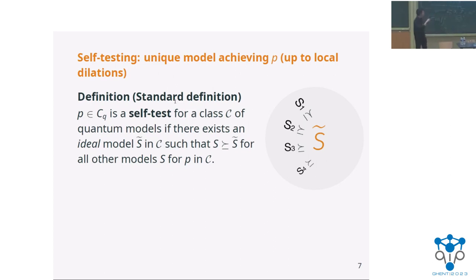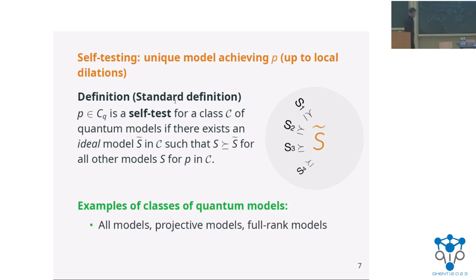Here, we use the term class. It just refers to a collection of quantum models. This collection is too big. It's not even a set. So we use class. Prototypical examples of classes of quantum models are the class of all quantum models, or the class of projective quantum models, in which Alice and Bob's measurement operators are required to be projections, to be PVMs. We also have the class of full rank quantum models, where the entangled state shared by Alice and Bob has full Schmidt rank.